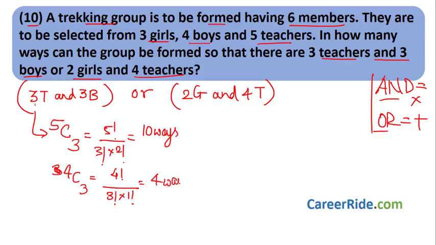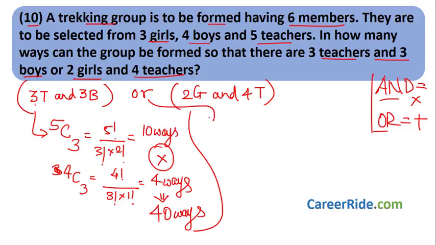Okay, and we know that we have 3 teachers and 4 boys. So 10 ways, and means multiplication. 4 ways would give us 40 ways. Okay, now this is or means addition. Okay, we have 40 ways over here. Or means addition.